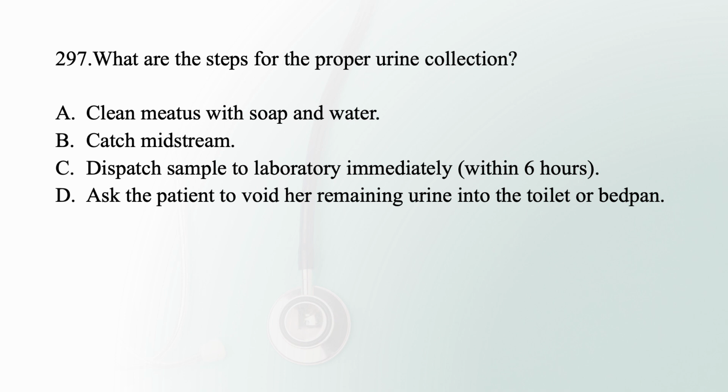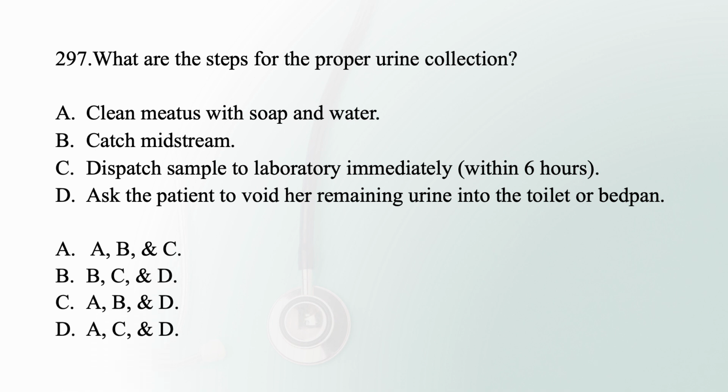Question number 297. What are the steps for the proper urine collection? A, clean meatus with soap and water. B, catch midstream. C, dispatch sample to laboratories immediately within 6 hours. D, ask the patient to void her remaining urine into the toilet or bedpan. Option A, B, and C. Option B, C, and D. Option A, B, and D. Option A, C, and D.